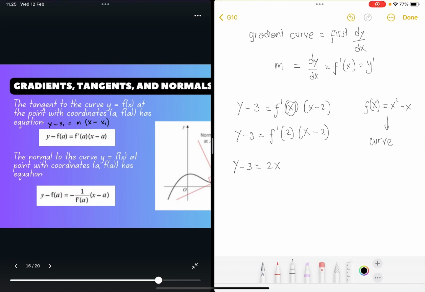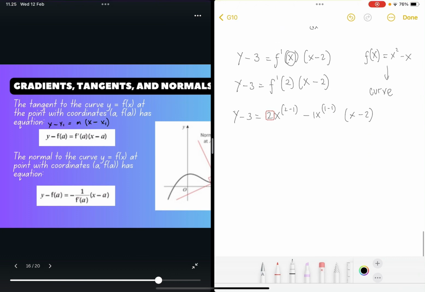x will still be x, and then to the power of 2 minus 1. We need to subtract it with 1. I think that's clear already, yeah? Here, the x actually has the power 1 right there. So 1 multiplied by minus is going to be minus 1. However, the x will be to the power 1 minus 1, and then here x minus 2. Like that. Okay, we will continue again.